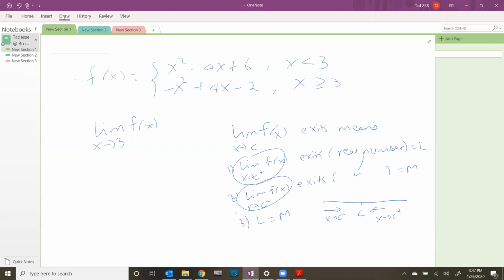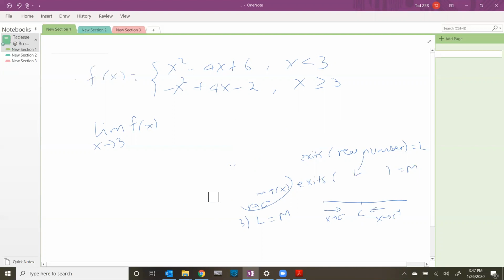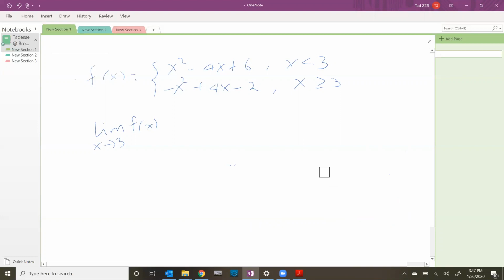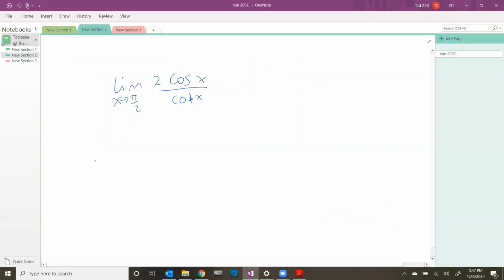So let's start with the one-sided limit. Let's start with the right hand limit at 3, and then we do the same thing for the left hand limit. And in both cases, if they are real numbers and equal, then we say that the limit exists. Otherwise, the limit does not exist.